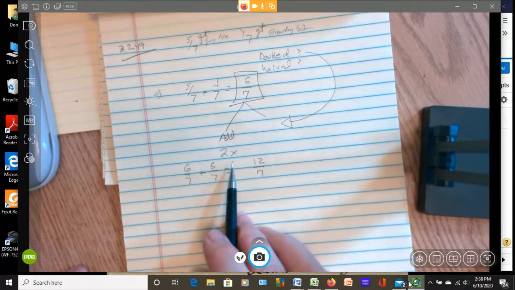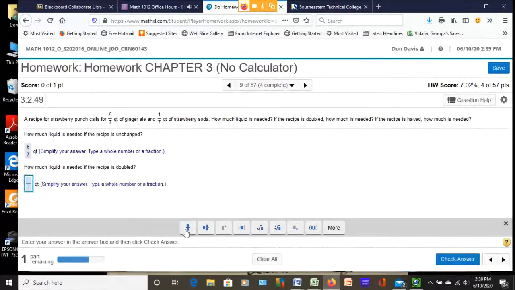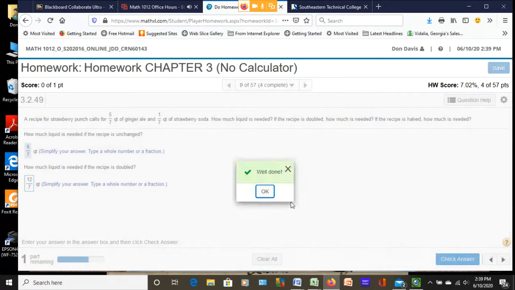What if you say, no, I think I'm going to multiply it times 2? Put a 1 under here. You still get 12/7. Is that making sense to you? So the doubling is going to be 12/7.